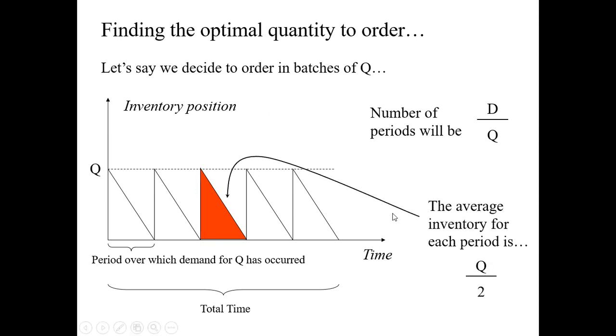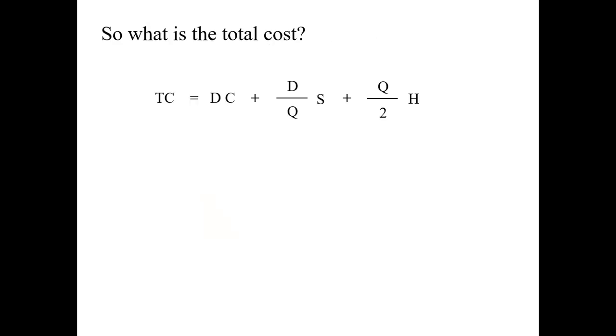So how do you calculate the average inventory? Using this equation, as we have already mentioned, we have minimum stock 0 and maximum stock Q, so the average will be Q by 2. The number of times we are going to make orders is D divided by Q, where D is the annual demand and Q is the batch size, or the quantity ordered per order. So these are the total costs here. We have DC, which is the purchase cost, D by Q into S, which is the ordering cost, and Q by 2 into H, which is the holding cost.